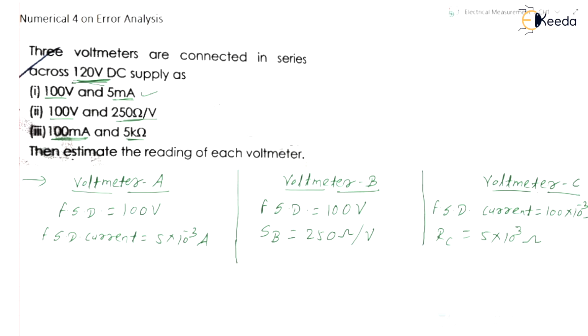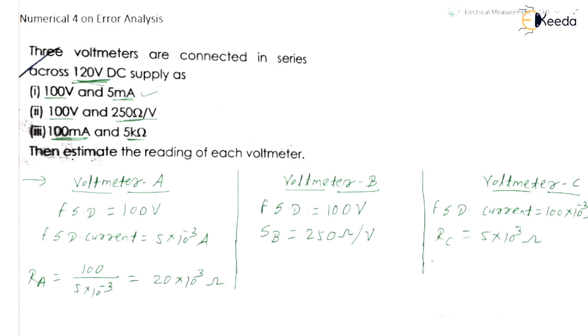Okay. Now from the given data, for the first voltmeter, can we find the resistance? Yes, resistance of the first voltmeter is equal to full scale deflection voltage divided by full scale deflection current. So voltage divided by current is the resistance. Okay, so we can write it as 100 divided by 5 into 10 to the power minus 3. So can we write it as equal to 20 into 10 to the power 3 ohm. This is the total resistance of the first voltmeter.